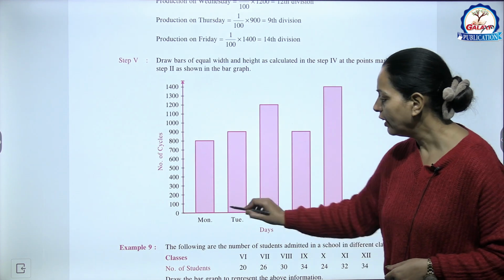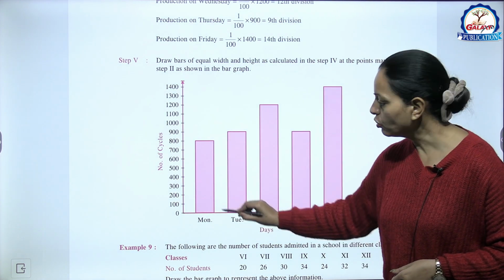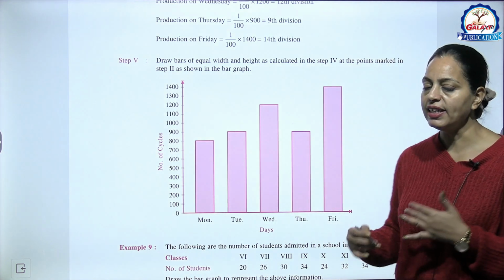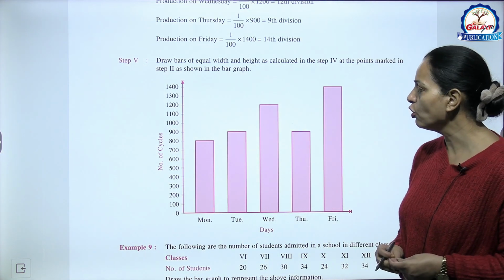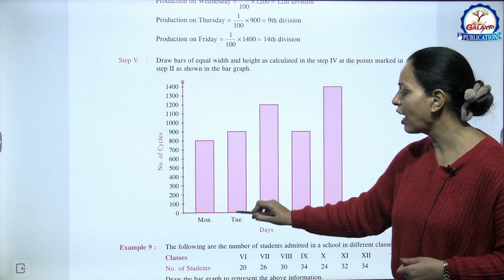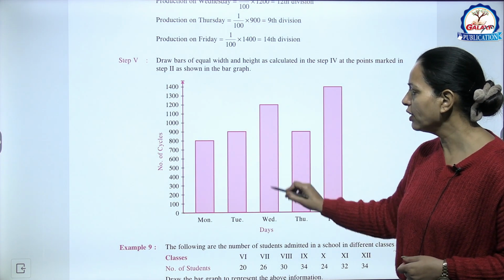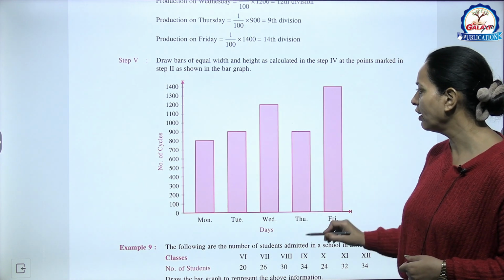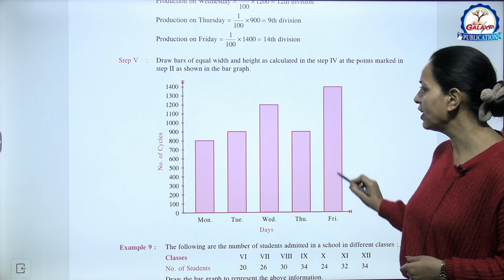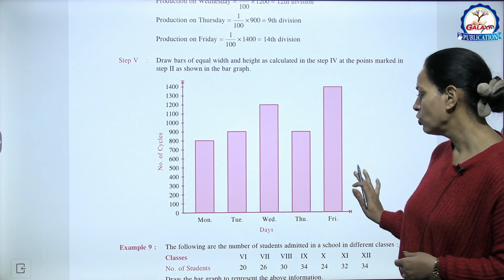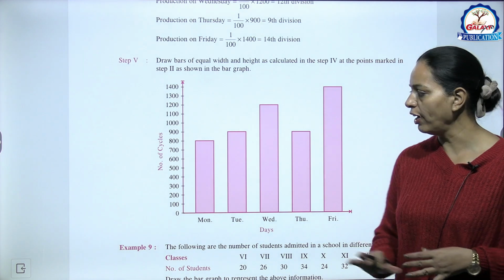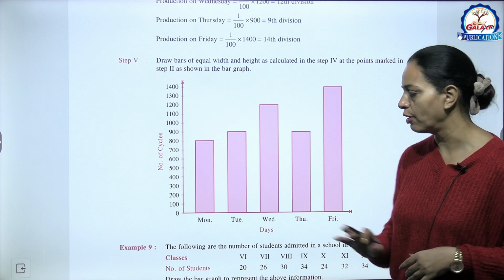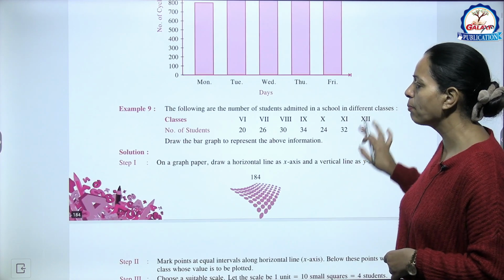Okay, then leave the same gap, और जितनी width इस बार की है उतनी ही width हम बाकी bars की रखेंगे. Okay, then Tuesday how many? Tuesday 900, then Wednesday 1200, then Thursday it is 900, and then Friday it is 1400. So this is the bar graph. Okay, very easy, very nice, and very informative. Okay, now the next is example 9.